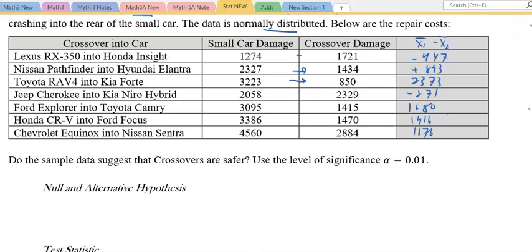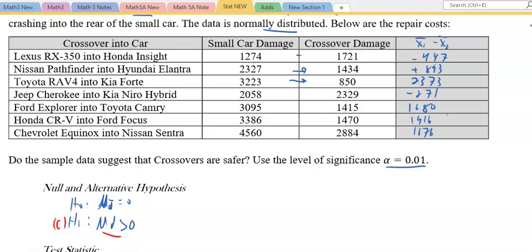Does the data suggest that the crossovers are safer? Well, let's see. Use 1%. The null hypothesis is that the mean of the difference is 0. It didn't change. The alternative is that the mean of the difference is bigger than 0. And the claim, we're checking to see if it's going to be significant.